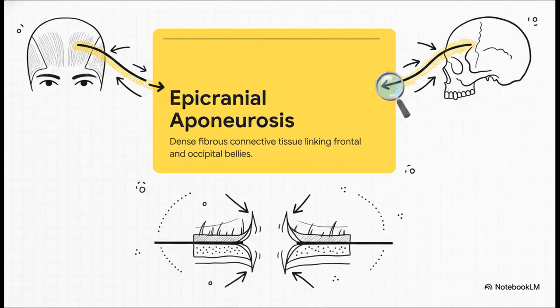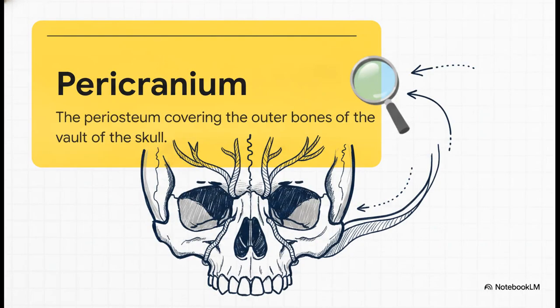Now for the third layer, the A in our mnemonic, the epicranial aponeurosis. This is a tough, strong sheet of fibrous connective tissue. Think of it like a biological tension bridge, linking the frontal muscles at your forehead all the way to the occipital muscles at the back of your head. The real key takeaway here is that this aponeurosis is constantly under tension. That's why if you get a transverse cut on your scalp that goes straight through this layer, the wound will just gape wide open. We're going to skip down to the deepest layer for just a second.